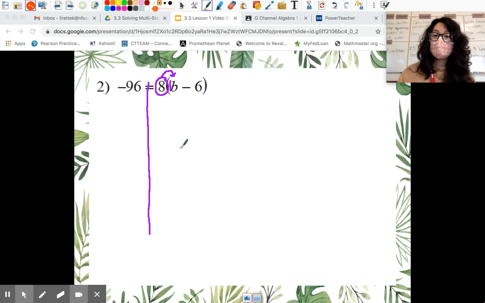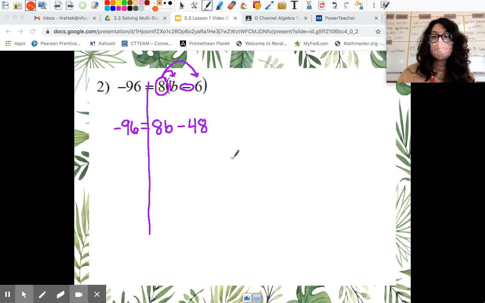Again, there's nothing in front of that b. There's really an invisible 1. And then 8 times a negative 6. There is a minus sign in front of that 6. It's a negative. 8 times 1b is going to give me 8b. 8 times negative 6 is going to give me a negative 48.